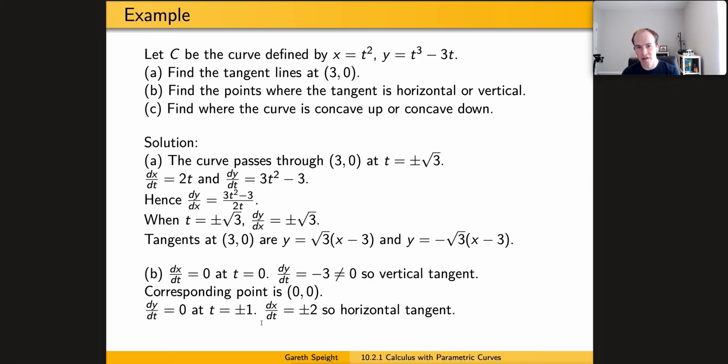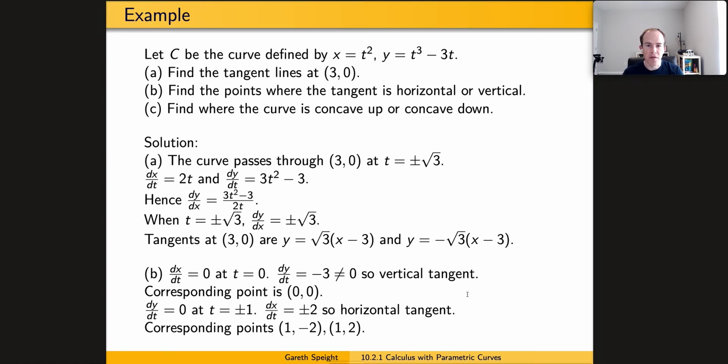Okay, this is going to be a horizontal tangent line. So the corresponding points there, we plug in t equals plus or minus 1 into our equations for x and y. We get (1, -2) and (1, 2). So this is finding where the tangent is horizontal or vertical. Of course, if we'd had 0 over 0, then we would have had to look at the limit as we approach that point of dy/dx. But in this case, there were no 0 over 0s to worry about.